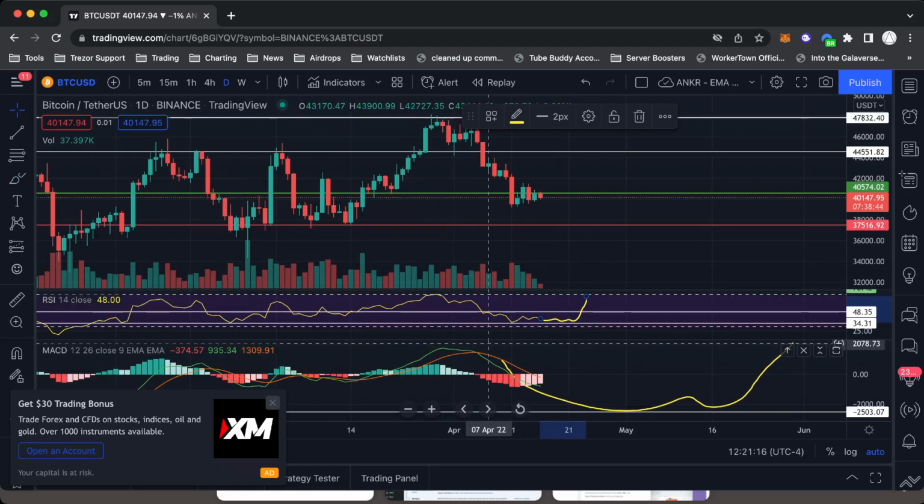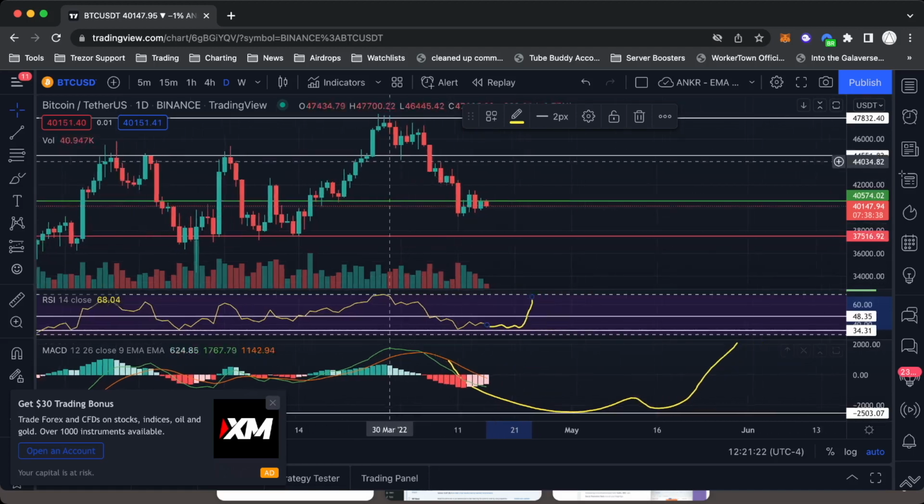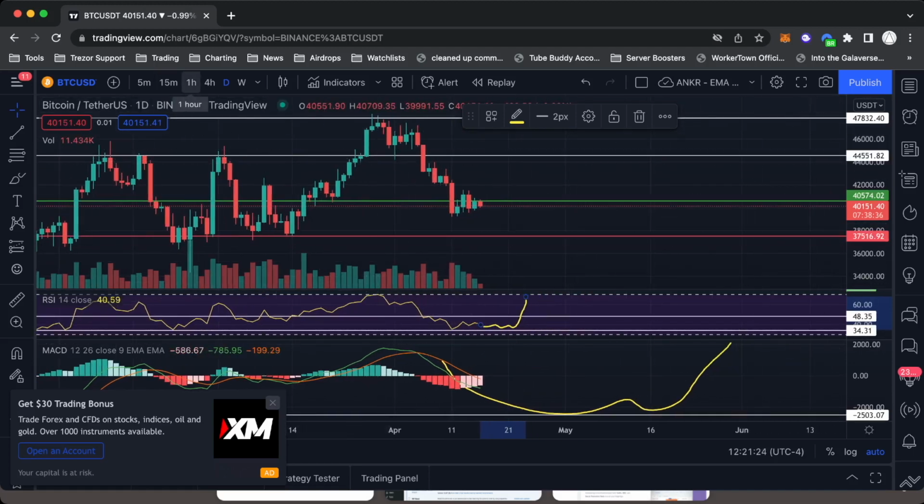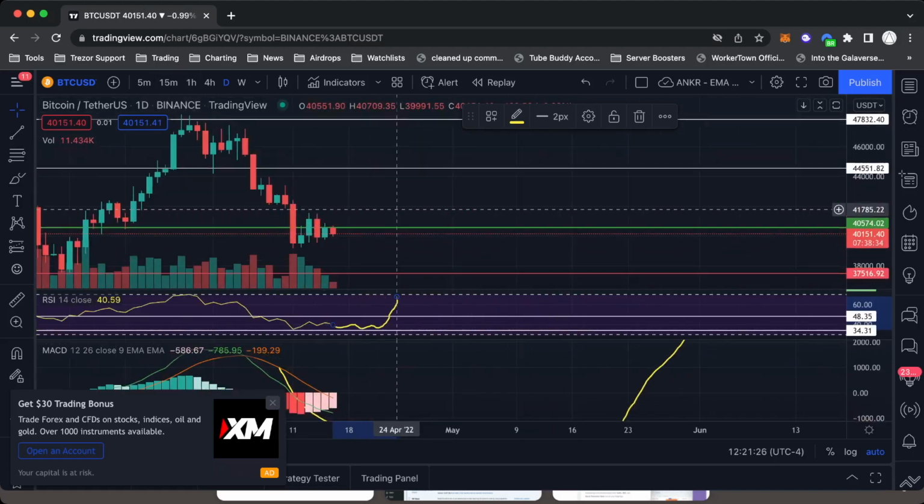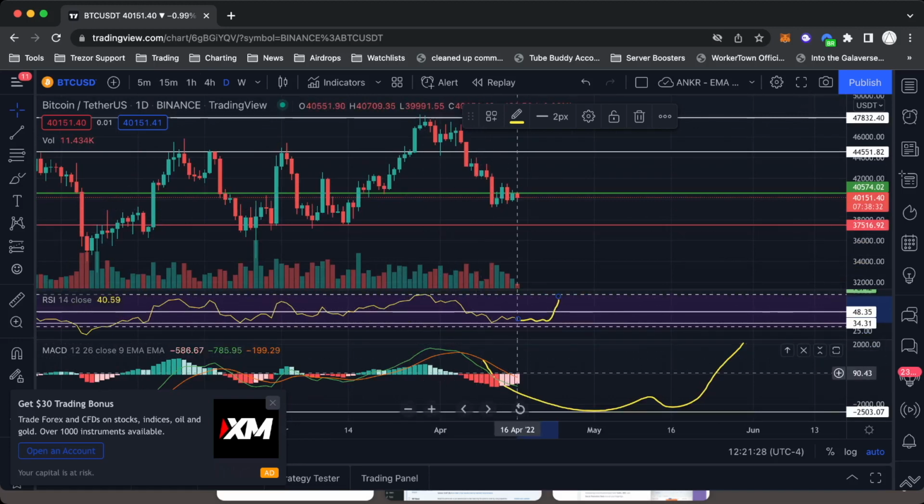Now, how do you find entry points into an asset when you are day trading? Well, let's go into the 15-minute, right? So we already know that we think it's going to trade downwards in the next day, maybe 3 days. Now, what about right now, in the next 5 minutes, 15 minutes? Well, let's go into the 1 hour.